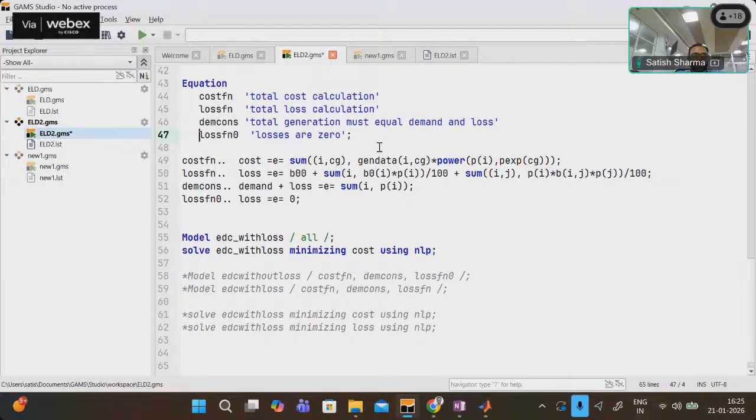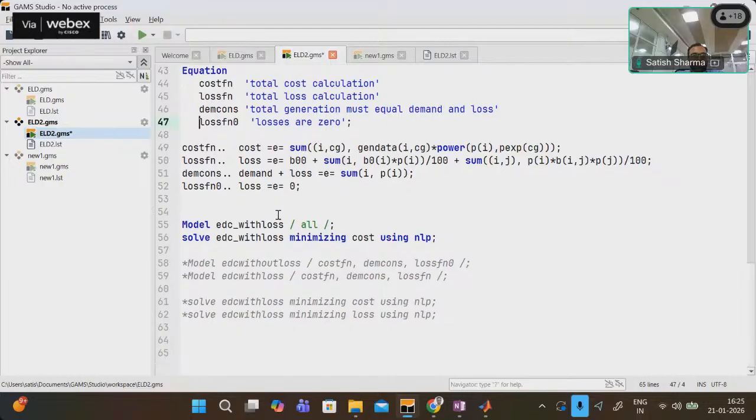Okay. So here, if you see, instead of one equation, I have defined two loss functions. One is the proper loss function with the b coefficient. Another is the zero equation, and I have declared that particular equation as well. Then let me comment this one. By star you can comment, in the beginning of this one, and let me uncomment these.